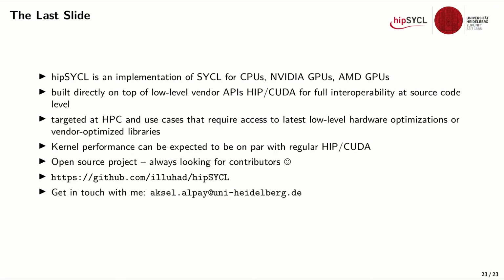Alright, to wrap it up, hipSYCL is an implementation of SYCL for CPUs, NVIDIA GPUs, and AMD GPUs. It builds directly on top of low-level vendor APIs, HIP and CUDA, which gives it full interoperability at source code level, so you can really mix and match with HIP and CUDA. It's mainly targeted at HPC or other use cases that require access to the latest low-level hardware optimizations or vendor-optimized libraries, and allows you to create highly optimized code paths for specific hardware. By design, kernel performance can be expected to be on par with regular HIP or CUDA.